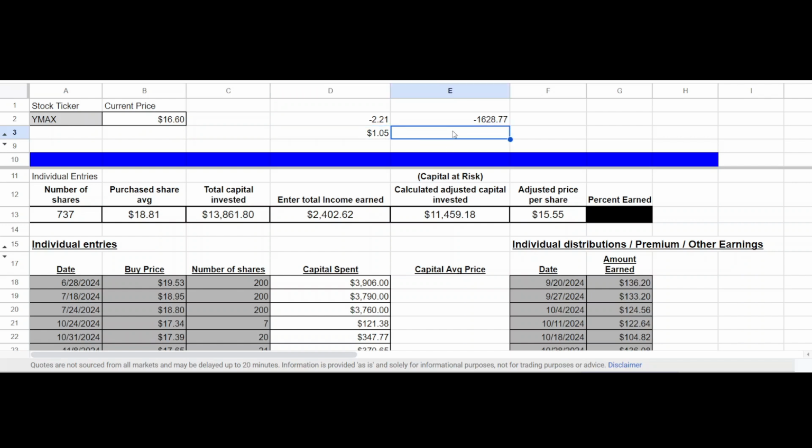Well, I've got more than one share. So I can take that and say $1.05 per share times what? Well, how many shares do I have? I have 737 shares. So now what do I have? Now I am not underwater. I'm actually in the good by $775.02. So, do you see where this is going?